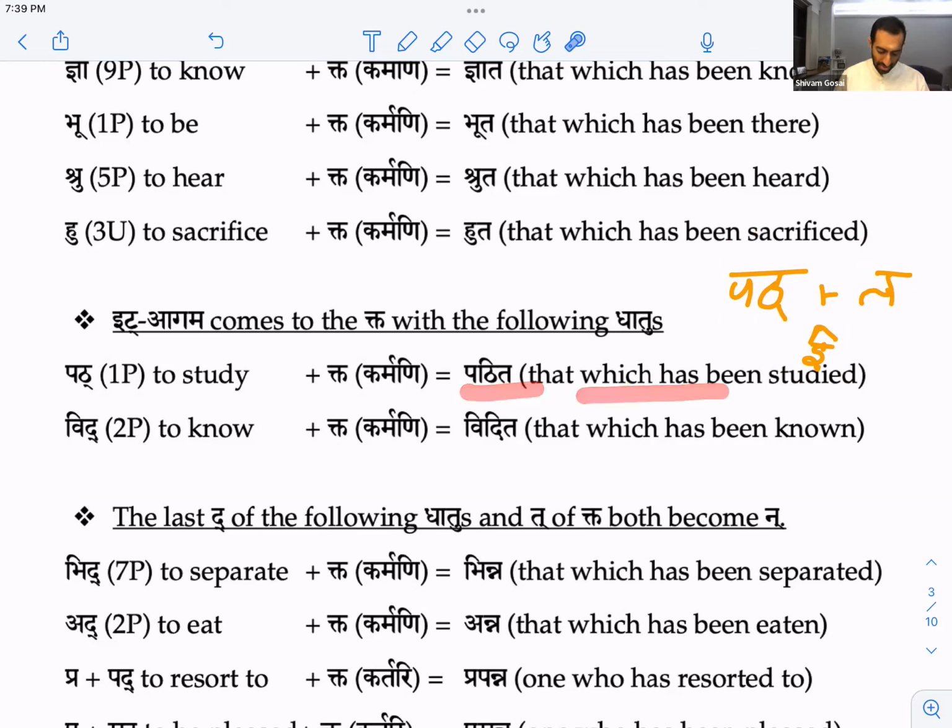So that which has been studied. Same with vid plus ta, vidta, but then we would add the ikara. So vidita, it becomes. So I hope that makes sense.